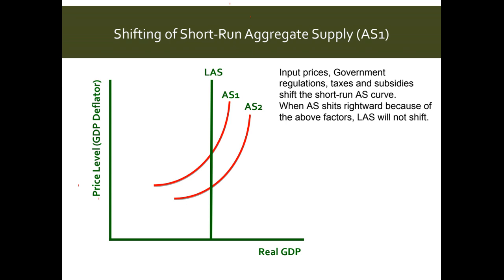So if cost of production is decreasing, that will give incentive to producers to produce more. And therefore, the short-run aggregate supply curve shifts to the right. Remember, the country's production is still at YFE. That is reflected by this vertical long-run aggregate supply curve. There's no change in the long run.